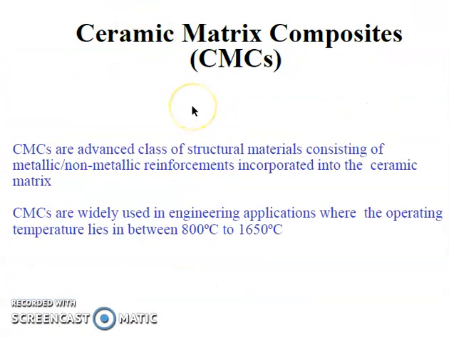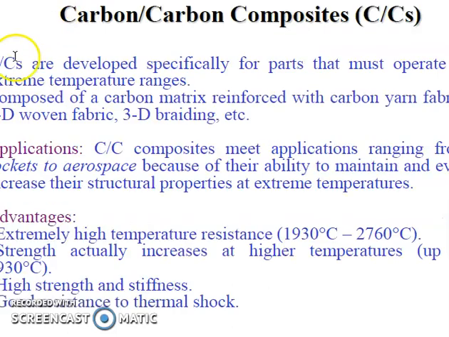Then the third important type is the ceramic matrix composite. These ceramic matrix composites are an advanced class of structural material consisting of either metallic or non-metallic reinforcement incorporated with ceramics as a matrix material. Ceramic matrix composites are widely used in engineering applications where the operating temperature lies between 800 degrees centigrade and 1650 degrees centigrade. So the application working range of this ceramic matrix composite is very high.